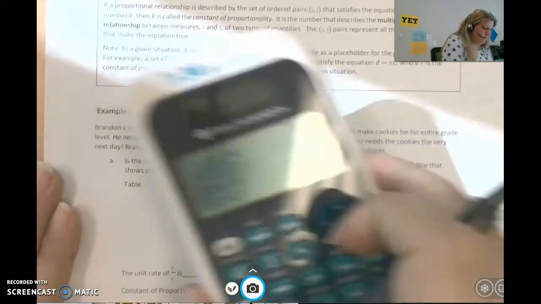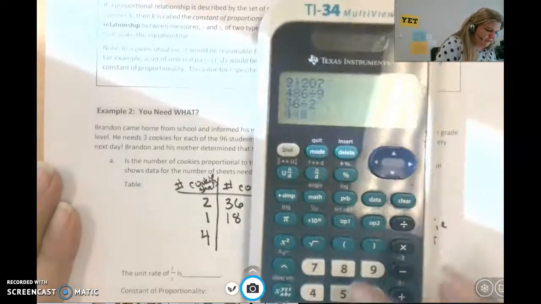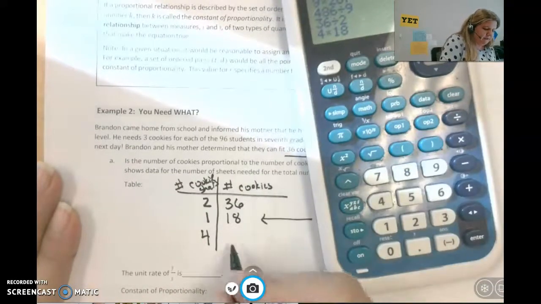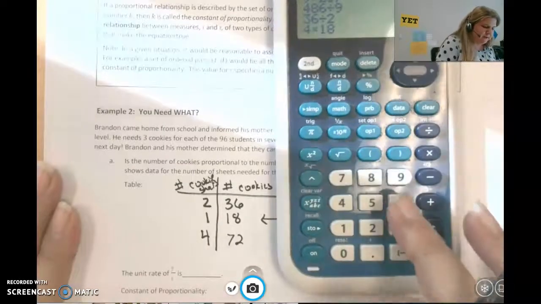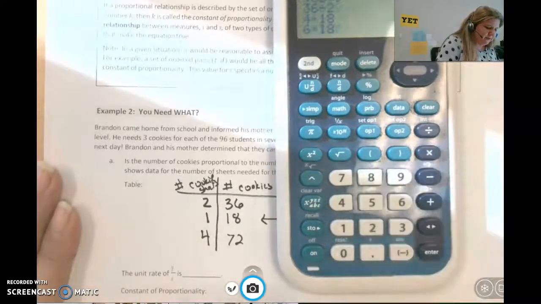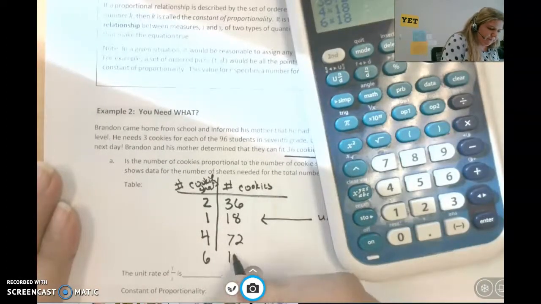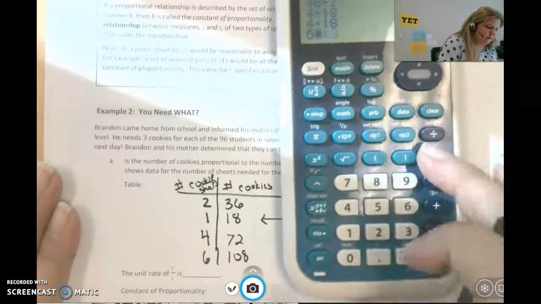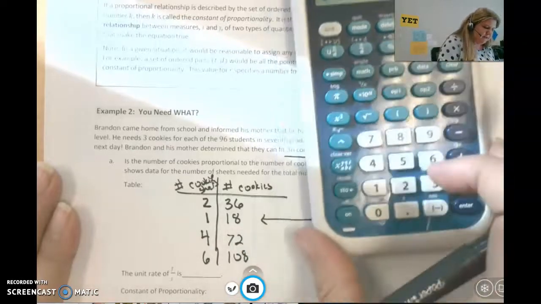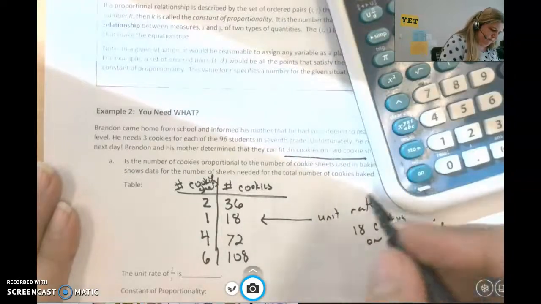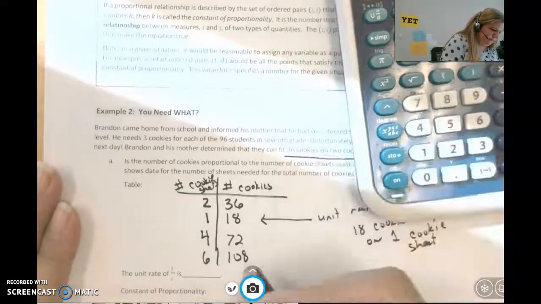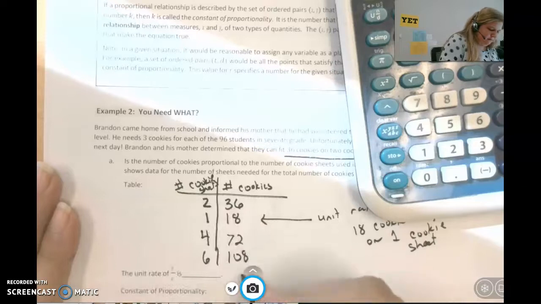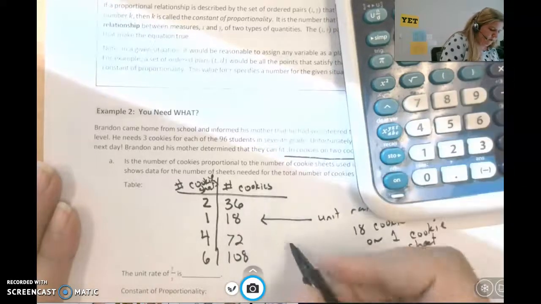Okay, so then if I did 4 times 18, 72, still not enough. Maybe 6? 6 times 18? That's too many. So maybe it's 5. 5 times 18 is 90. I ran out of room. I'll just write it over here.